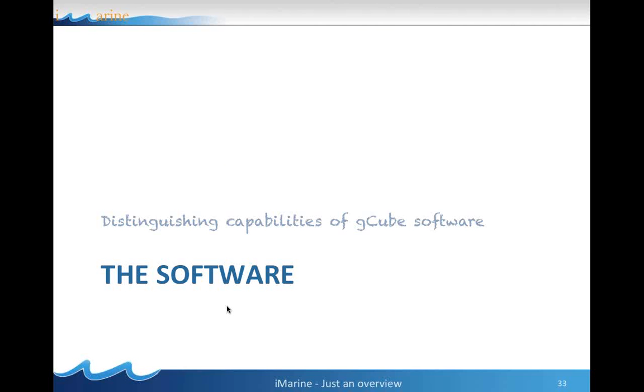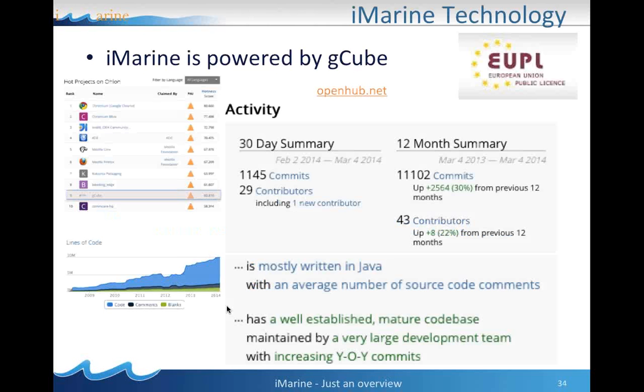Just one word about the software, just one slide, and then Gianpaolo will continue the presentation. As I told you, the entire infrastructure is powered by GCube. GCube clearly is not the only software that runs, but it's mainly the enabling software. It is an open source project released under the European Union Public License. You see here some statistics taken from OpenHub. OpenHub is a service that ranks open source projects.